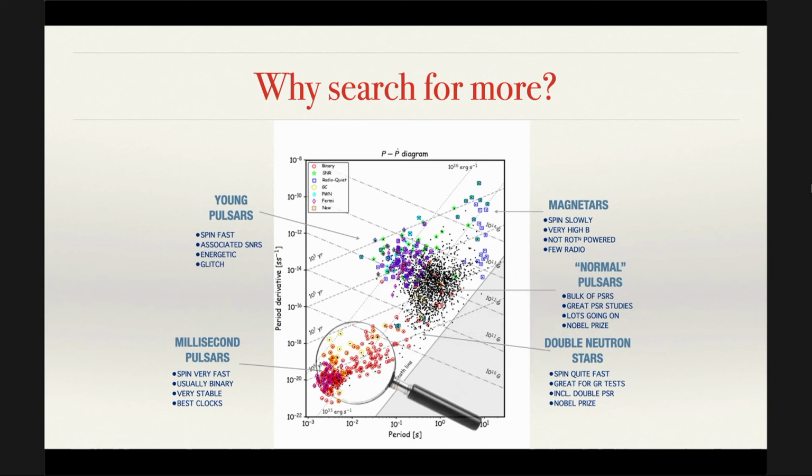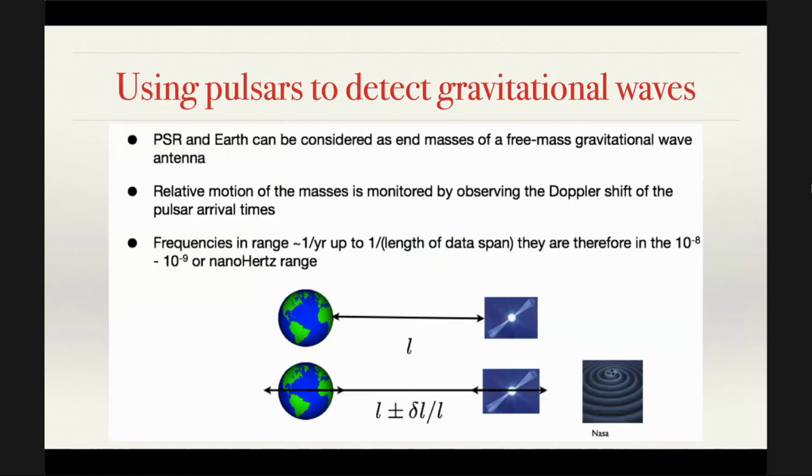So let's concentrate first on these millisecond pulsars. What can we use them for? We can use them to potentially detect gravitational waves. Even today, you will have heard that there was a press conference about LIGO, Virgo, and KAGRA detection of the merger of a black hole and a neutron star.